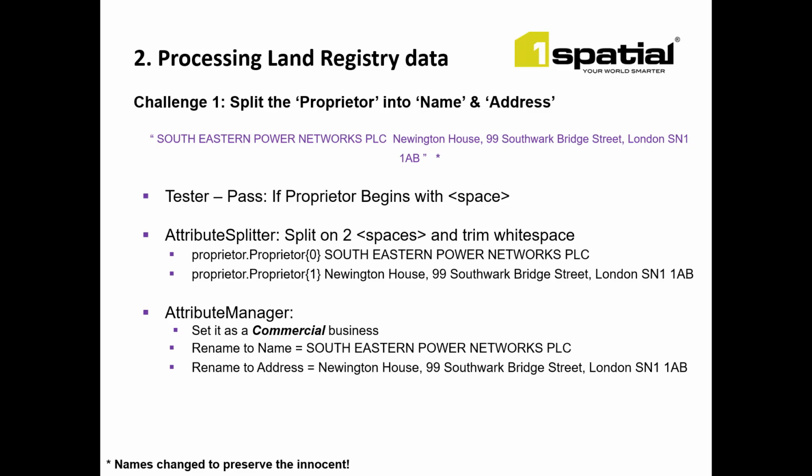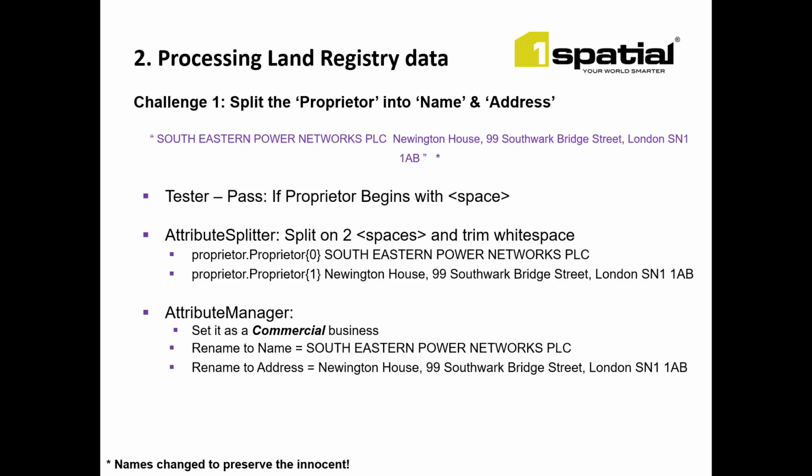So to give you some examples, the first challenge was that we needed to split the proprietor value into name and address fields. From inspecting the data, we found that if it began with a space, then it was a commercial business record. We can see an example here in purple at the top. So we added a test to check for white space at the start, and then we knew we were in the commercial scenario.